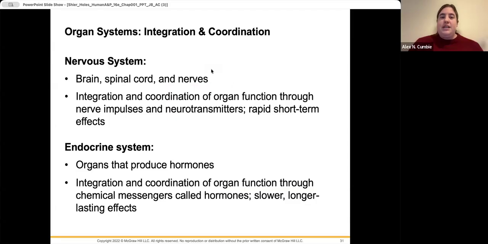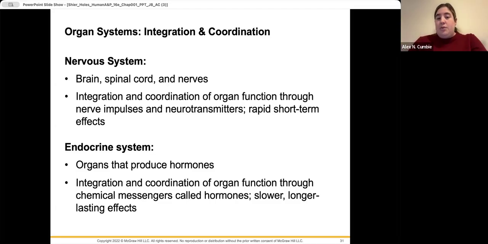Next couple systems. These ones are organized by integration and coordination. So, kind of the control centers of the body. So, for the nervous system, you have your central nervous system, which makes up your brain and spinal cord. And then you have your peripheral nervous system, which is all these nerves that are going to branch off of the brain and spinal cord. And their main function is integration and coordination of other organs and their functions. They do this by sending nerve impulses. This could be electrical impulses.